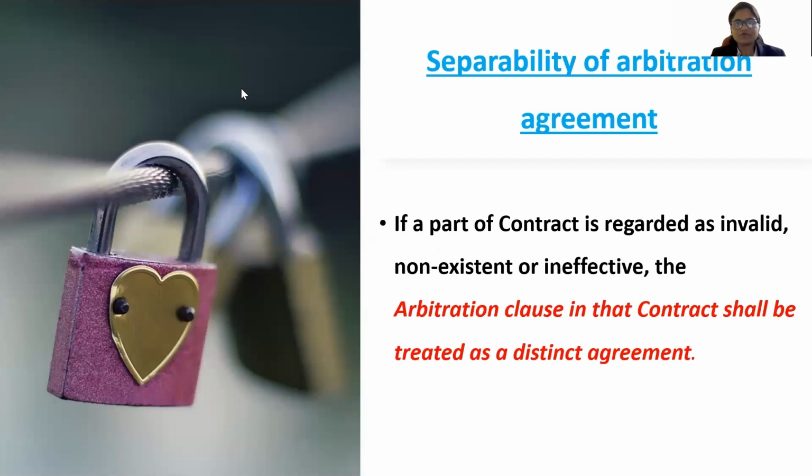Next is separability of arbitration agreement. Consider that you have executed a contract, and because of some terms, the contract has become invalid. And of course, if the contract becomes invalid and void, all of the terms will become void. Although, the arbitration agreement could be treated as a separate term, and the invalidity of the other terms does not invalidate the arbitration clause in such a contract. Hence, the arbitration clause shall be treated as a distinct agreement, and the disputes which have arisen with reference to that contract could be referred to the arbitration process.